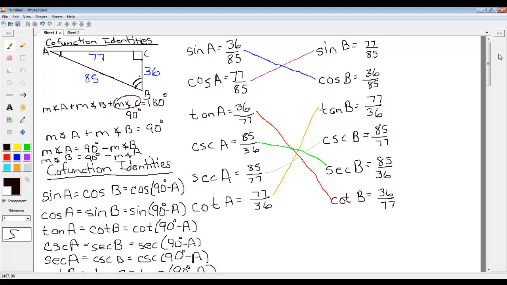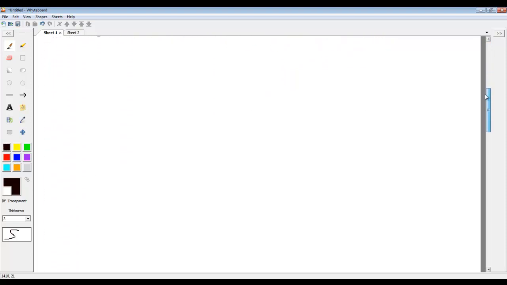Okay, well that's all I wanted to say for now about cofunction identities. Just to give you a couple little examples of what you might have to do with these. You might be given a problem. It might say, okay, take sine of 9 degrees and write it in terms of its cofunction. Well, if you're going to write in terms of that cofunction, you would say cosine of 81 degrees.